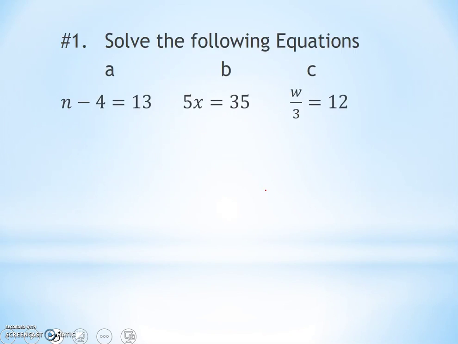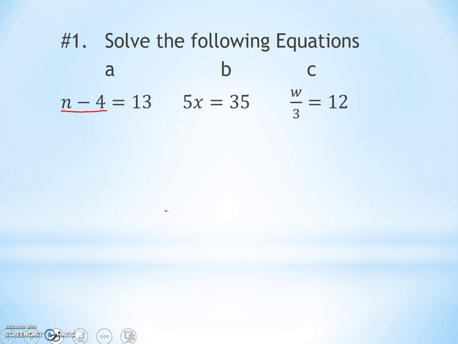We have 3 examples here, A, B, and C. The first example says we start with a number, and when we subtract 4, we get the number 13. So we want to know what is that number that we subtract 4 from to get 13. A lot of times we talk about the inverse. The inverse of anything is doing the opposite of that thing. For example, the opposite or the inverse of putting your shoes and socks on is taking your shoes and socks off. The inverse of subtracting 4 is adding 4.